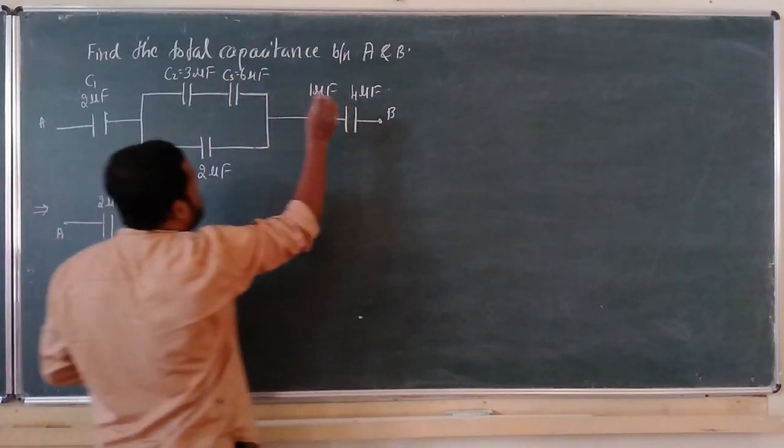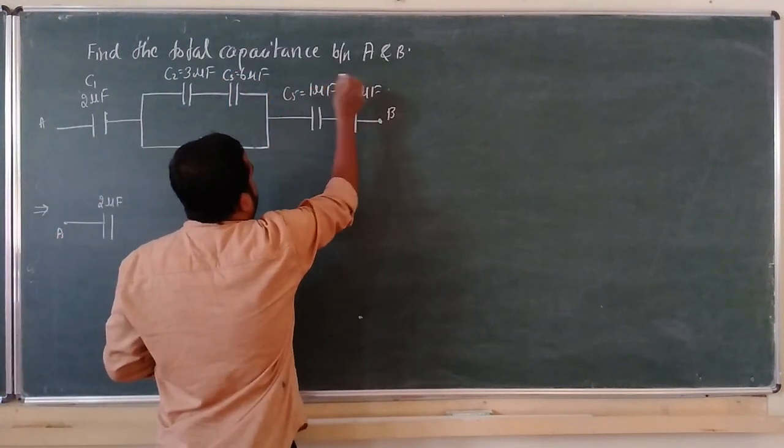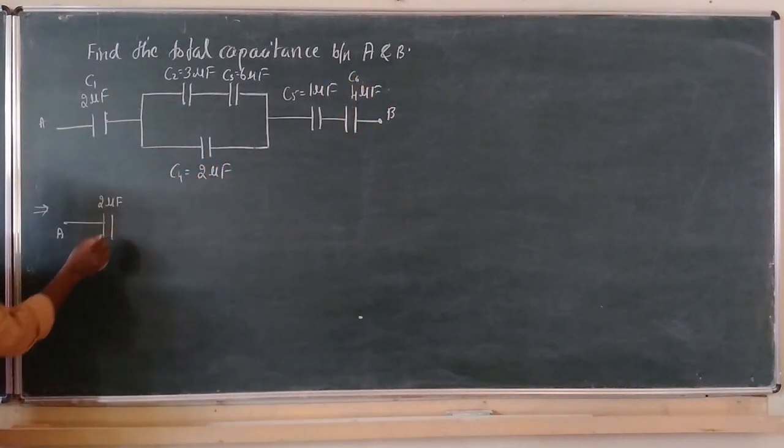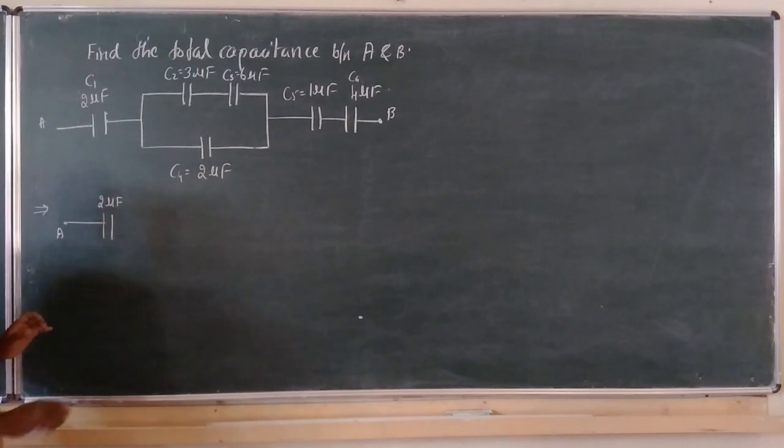Okay, C1, C2, C3, C4. Let it be C5 and let it be C6. Okay, C6. No change in C1. C1 is as it is.